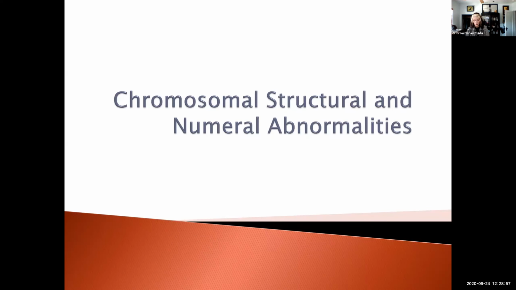The outcome of a structural abnormality depends on which chromosome is affected and what that chromosome does, and also how much of its base pair sequence was changed. In numeral abnormalities, it means that the hugest effect has occurred, that the individual has gotten an extra chromosome or is missing a chromosome.